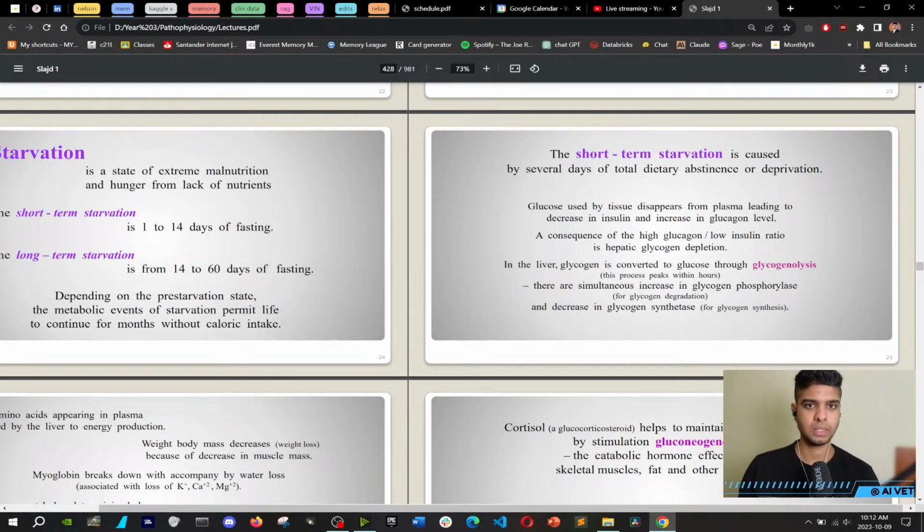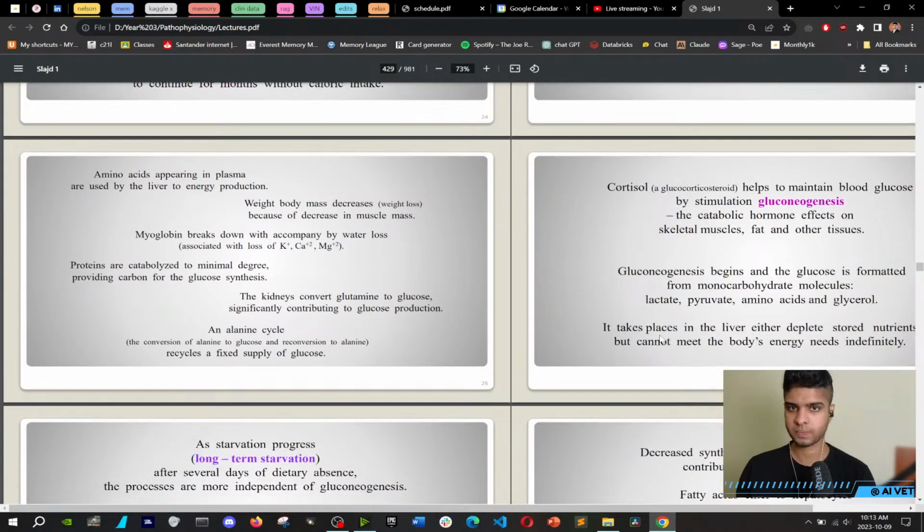The simultaneous increase in glycogen phosphorylase and decrease in glycogen synthase. So glycogen phosphorylase is the one responsible for glycogen degradation, and the decrease in glycogen synthase is for glycogen synthesis.